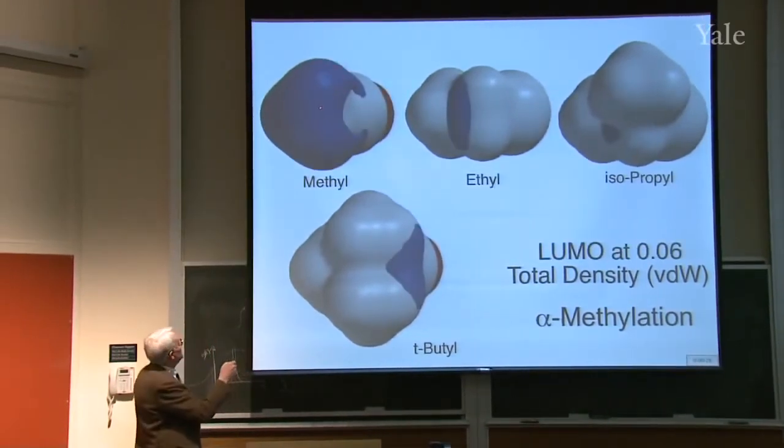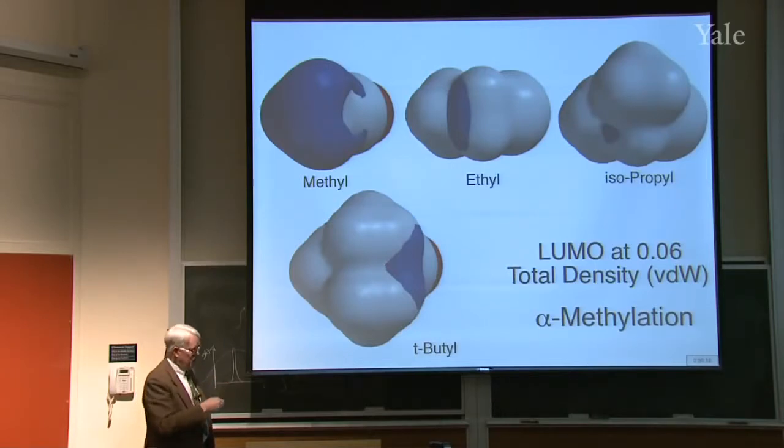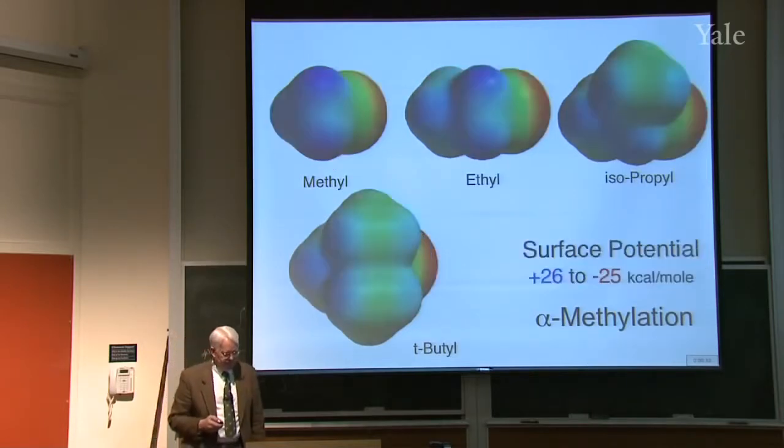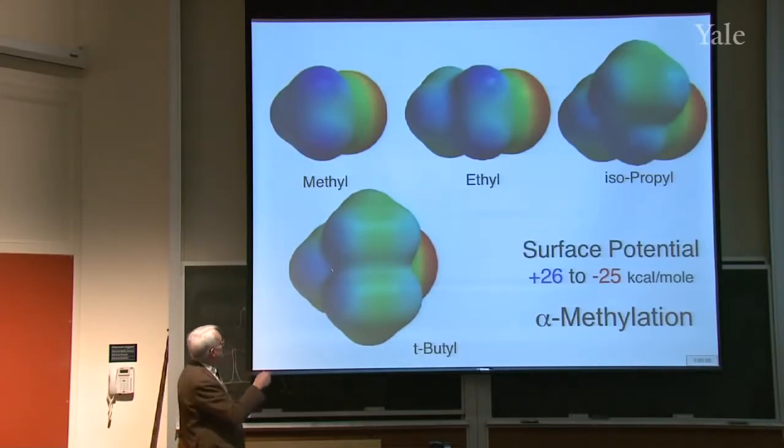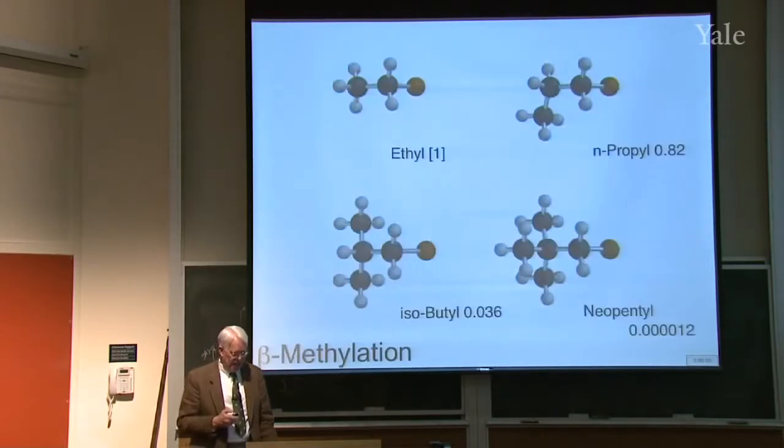So you see, you can really see it here. You can see it a little bit here and a little bit here, but you can't see it at all from the backside here, right? So this one is going to be shut down, okay? And there's the surface potential, and you see even the surface potential isn't as good here as it is in the other ones for the anion to come in and attack.